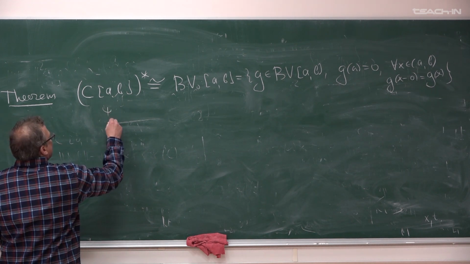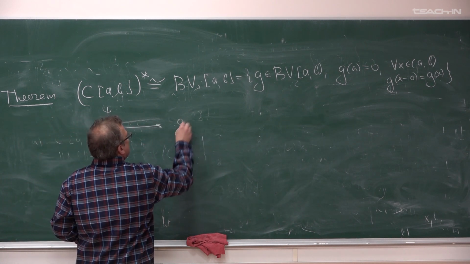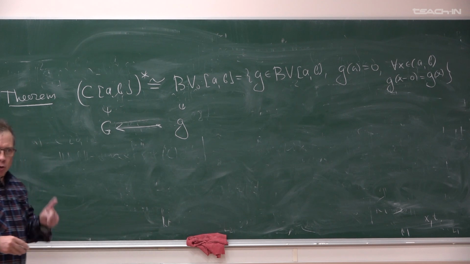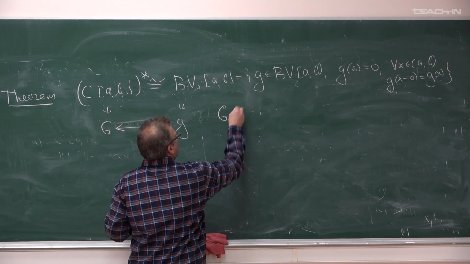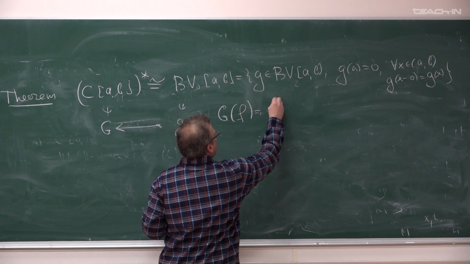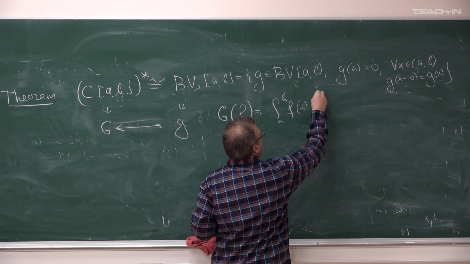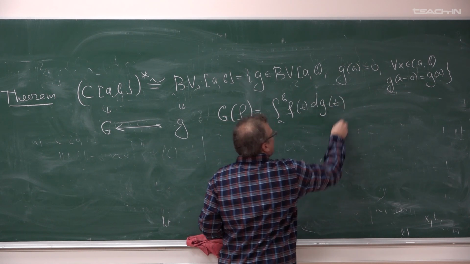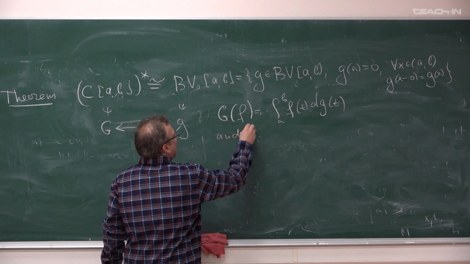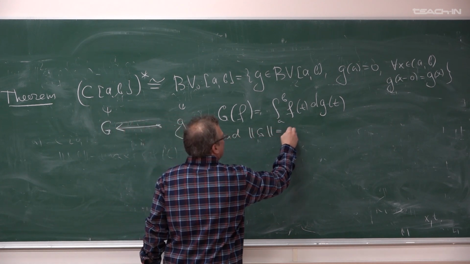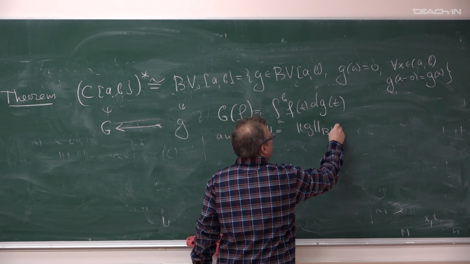So then for any functional from here, we can find a unique function from BV such that our functional acts as a Riemann-Stieltjes integral. Just a Riemann-Stieltjes integral, and the norm of F equals the norm of G in BV0.